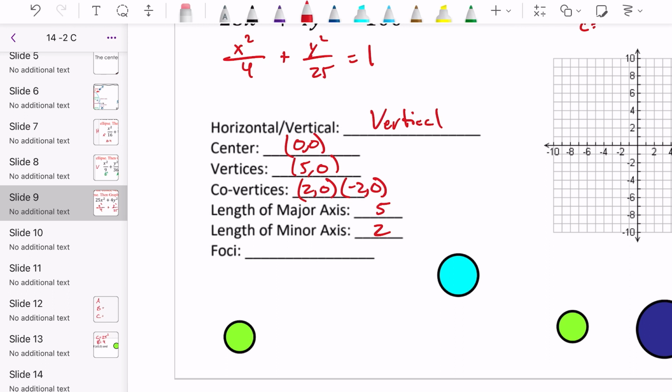If you're looking at the foci, remember that's going to be 0, comma, square root of 21, and 0, comma, negative square root of 21.